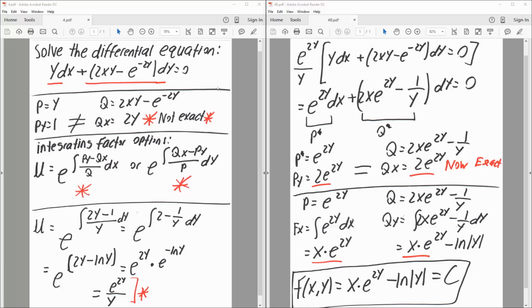Okay, in this video, we will solve this first order differential equation. We have y dx plus (2xy minus e raised to negative 2y) dy. And we will solve this question using the exact equation method. For the term that is dx, we say that P would equal y, and Q would equal the term connected with dy. So Q would be 2xy minus e raised to negative 2y.